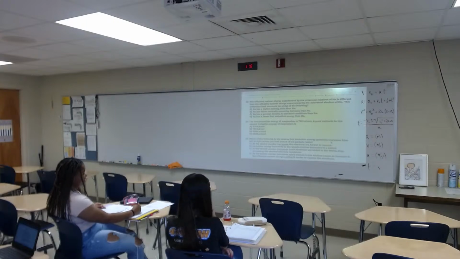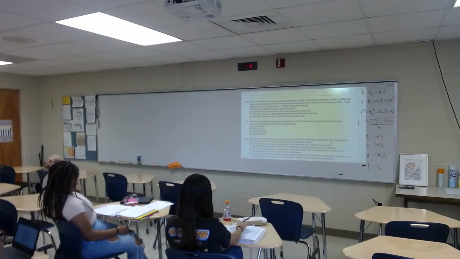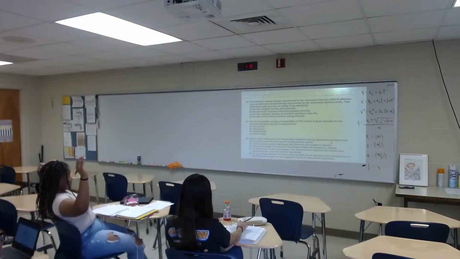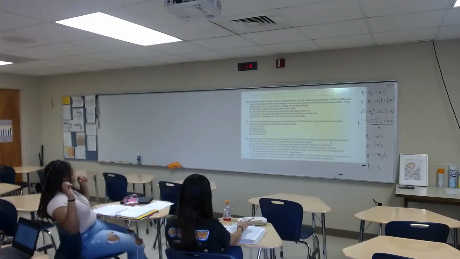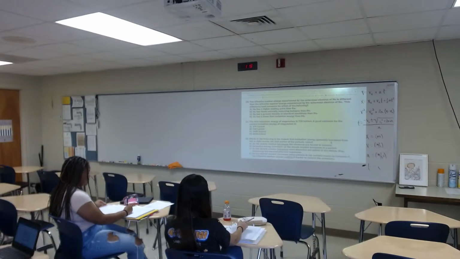Number 21. The first ionization energy of magnesium is 738. A good estimate for the second ionization energy is what? A number higher than 738, but not ridiculously higher. So A and B are out, right? C is reasonable, D is too big.